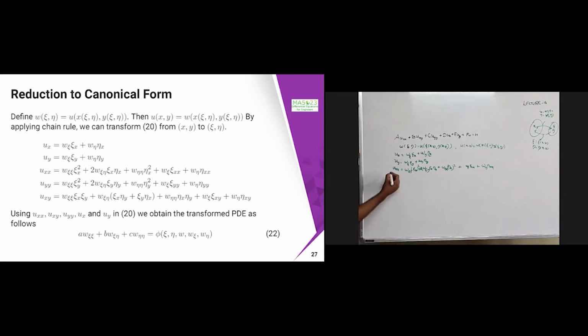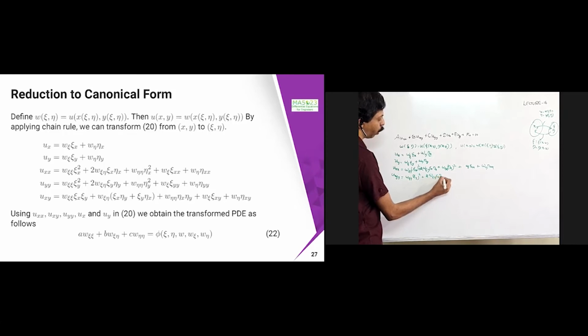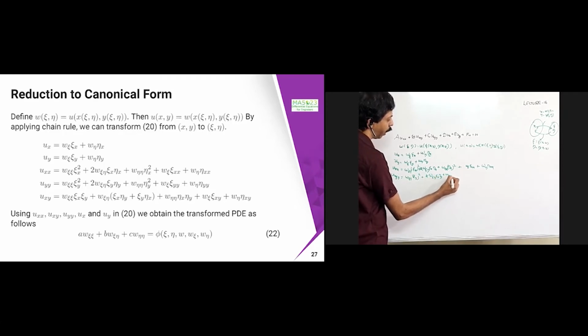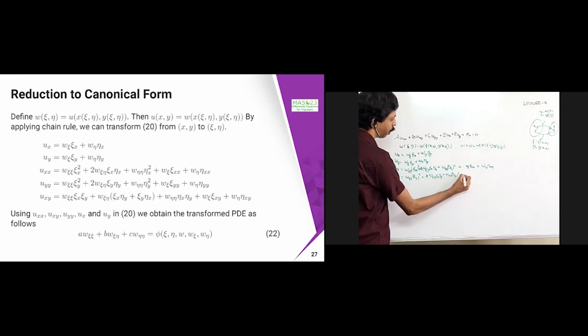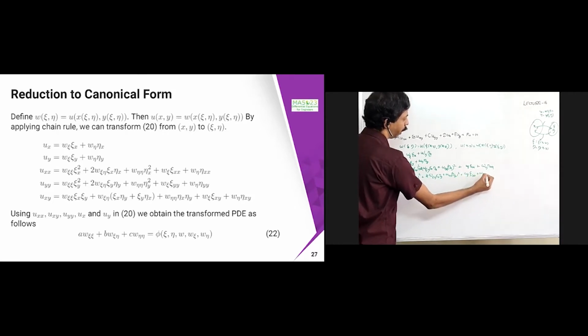Same way I can define the same way here. Uyy I will define it, and then I will go for uxy. So in this case, this is going to become like w, wherever chi is there, wherever x is there, you replace it with y. So w chi eta chi y square plus 2 w chi eta y plus w eta y whole square plus w chi eta y plus w eta y.